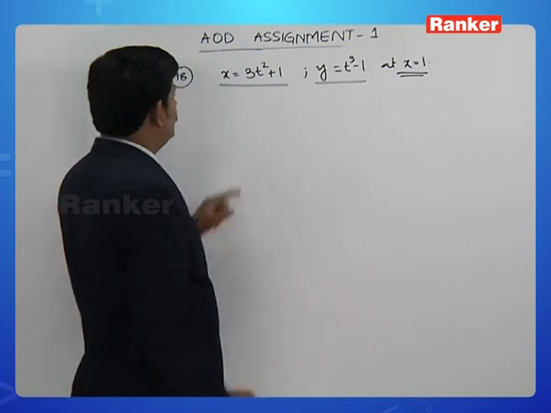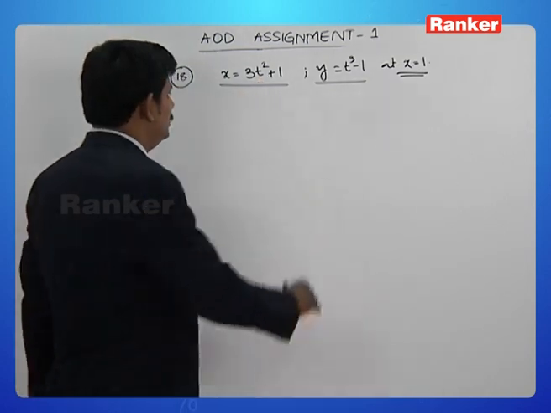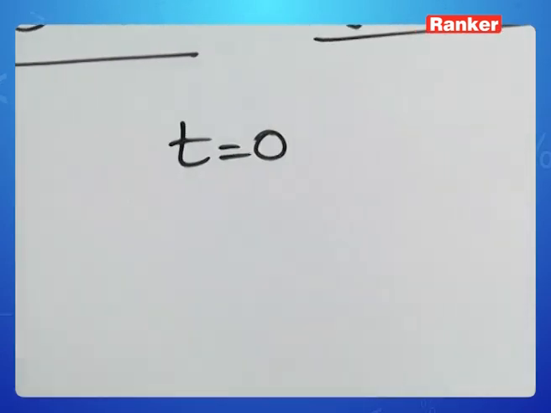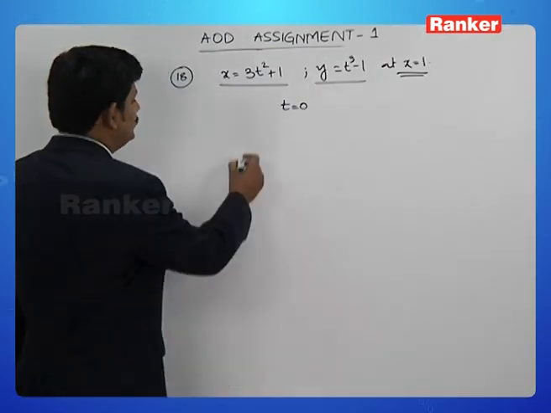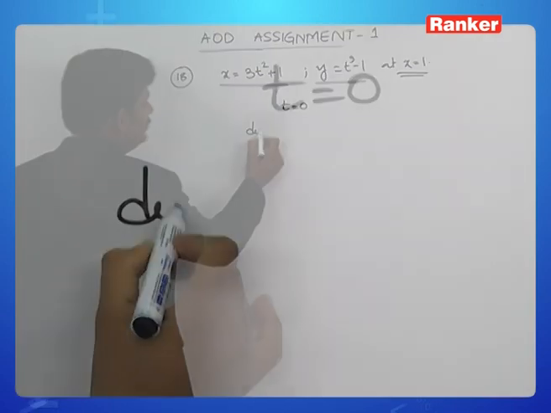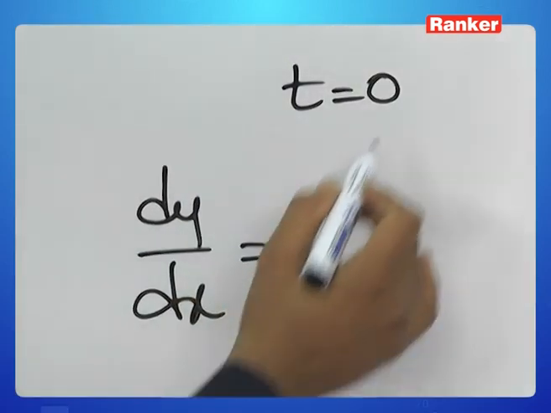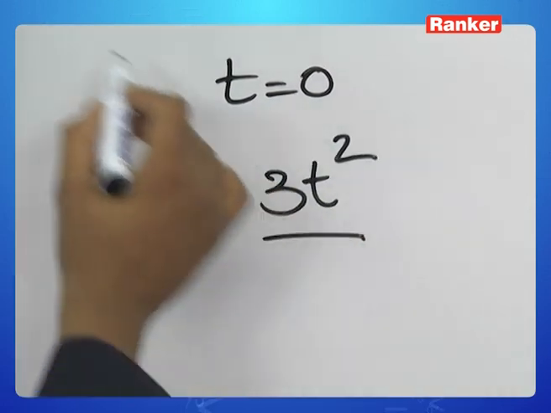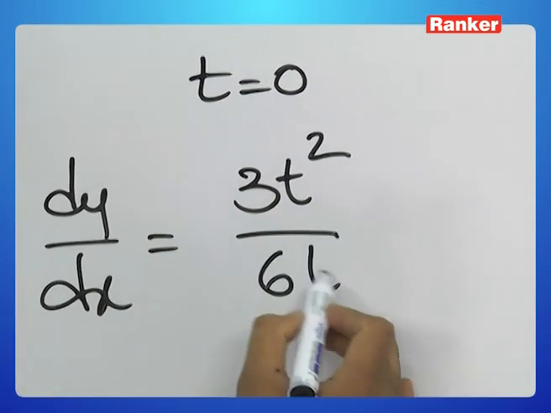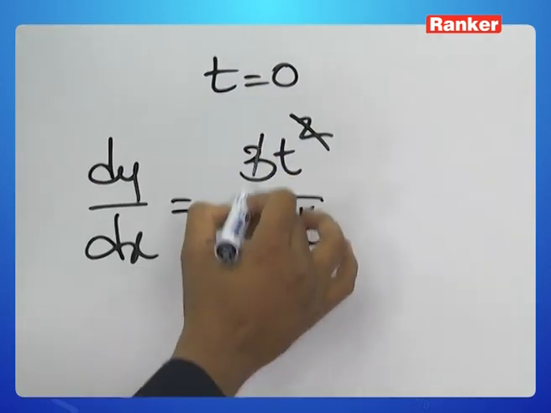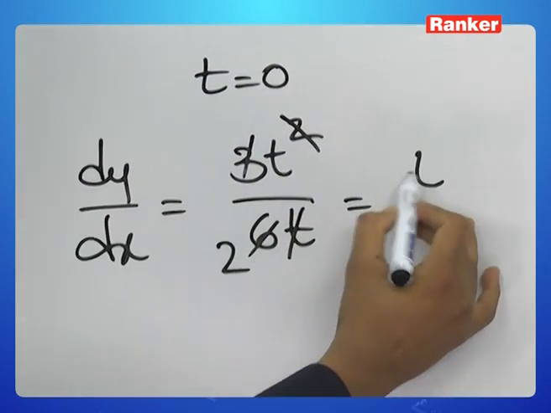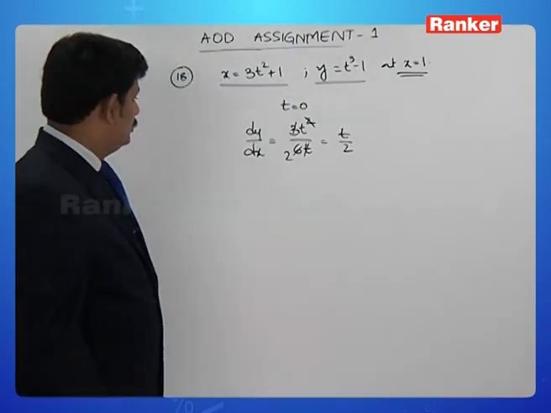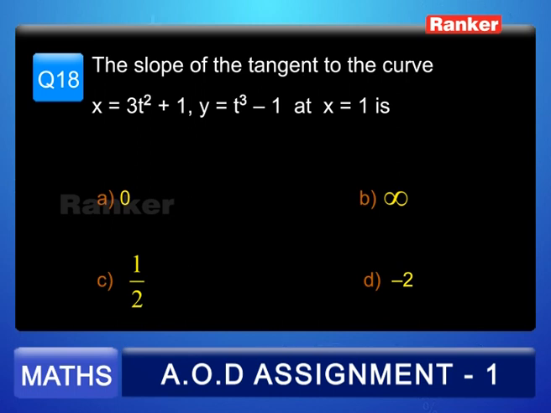When x is 1, t has to be 0. So, we have to find the slope of the tangent at the point when t is equal to 0. Slope of the tangent is given by dy by dx. dy by dx is dy by dt, 3t square, divided by dx by dt, 6t. The t gets cancelled, 3 goes twice, t by 2, and when t is 0, dy by dx is 0. Slope of the tangent is 0, which is option A.